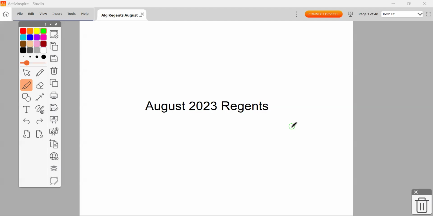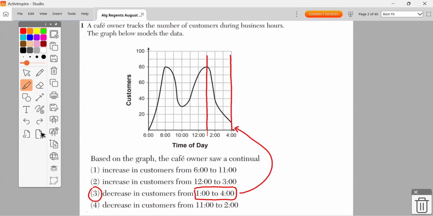This is the video for the August 2023 Regents exam, multiple choice. In question number one, a cafe owner tracks the number of customers during business hours. The graph below models the data. Based on the graph, the cafe owner saw a continual what?